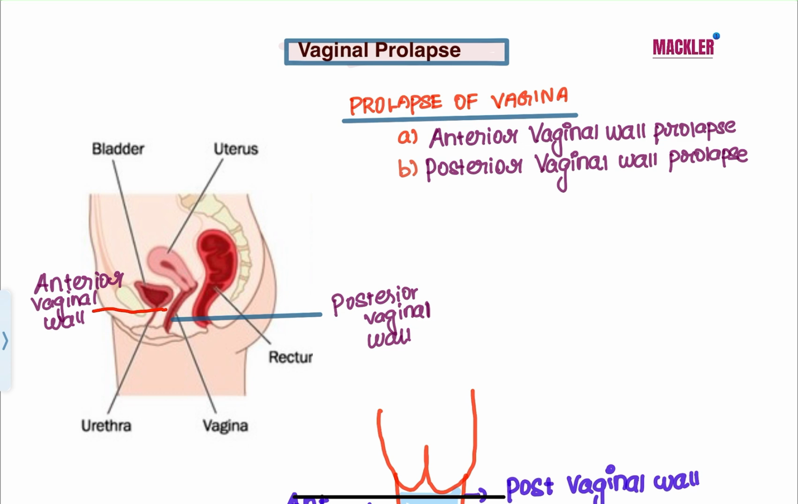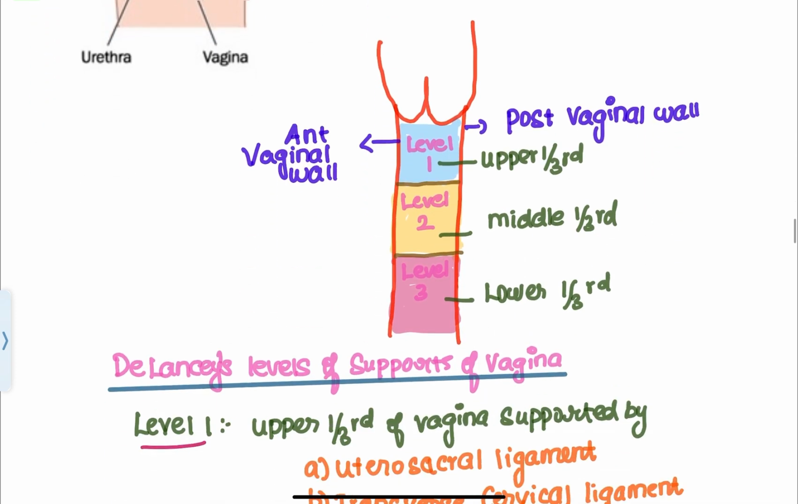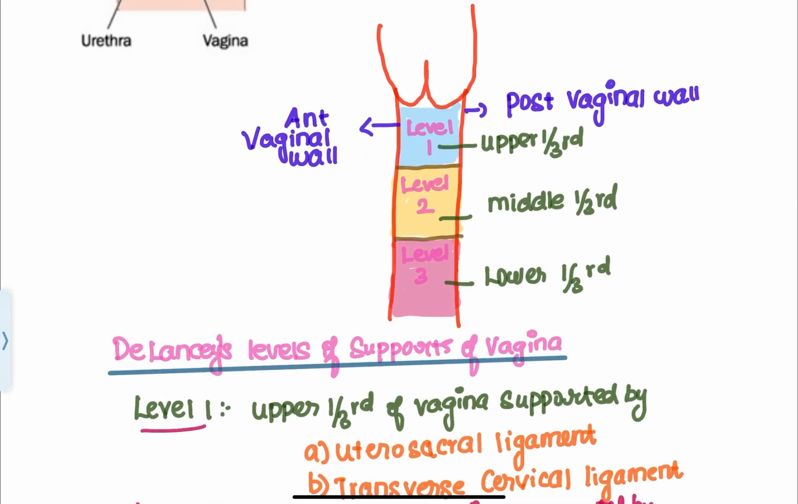So what is this cul-de-sac? This is the pouch of Douglas. The space between the uterus and the rectum, the recto-uterine pouch, is called the pouch of Douglas, and here the intestines will be present. Based on this, we are going to discuss vaginal prolapse. Until now, are you clear with that? The vagina has two important walls, the anterior vaginal wall and the posterior vaginal wall.